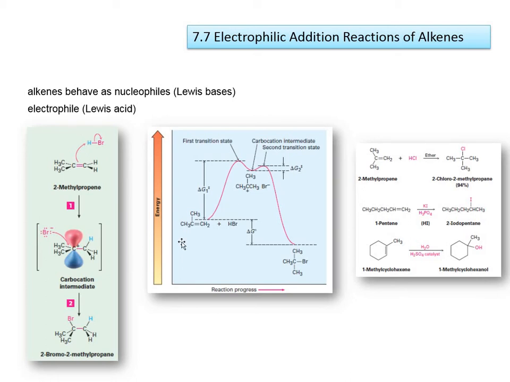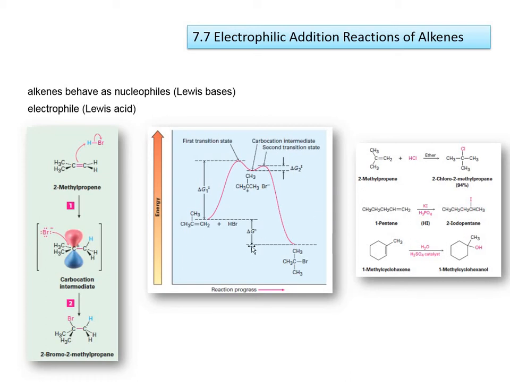Okay, the reaction has two steps. The first step is formation of the carbocation, and in the second step the anion, the bromide anion, adds itself to the carbocation. In the energy profile, the first step is highly endergonic, delta G is positive. The second step is highly exergonic, delta G is negative for the second step, and overall delta G is negative, so overall it's an exergonic process.